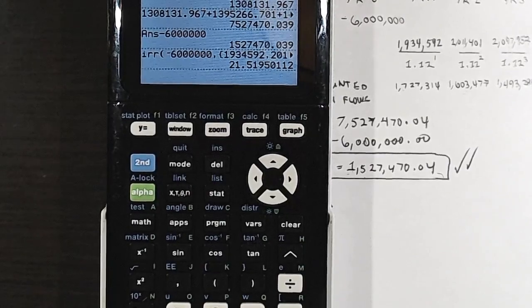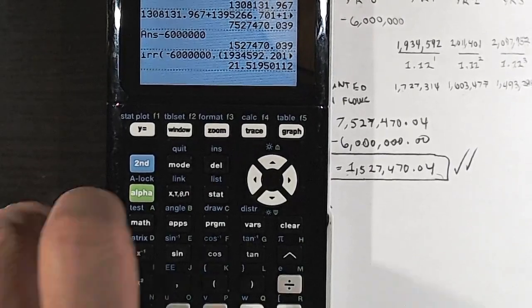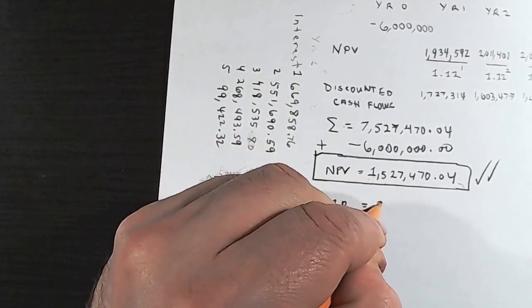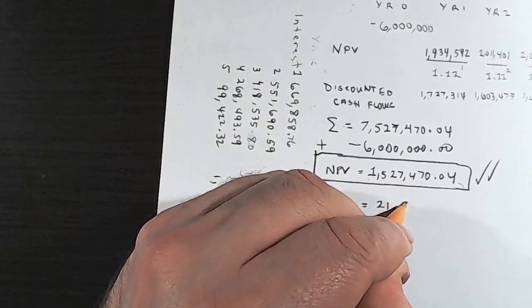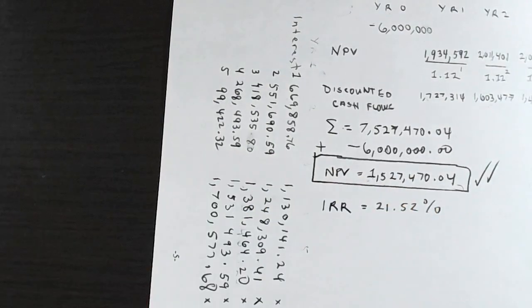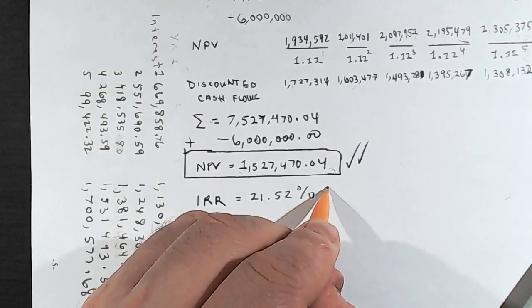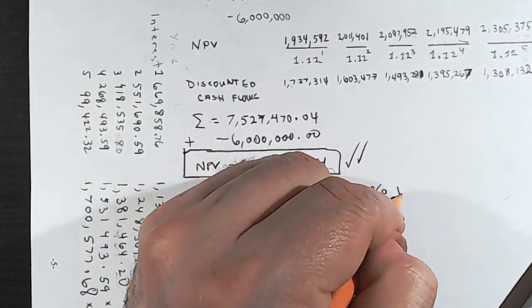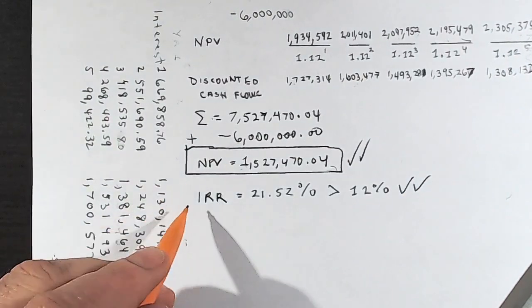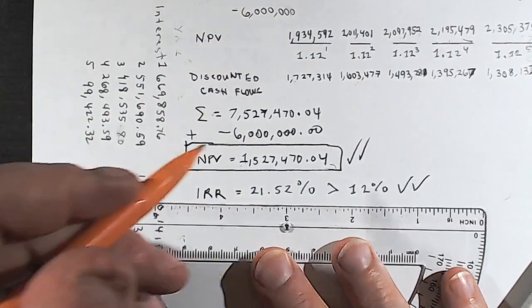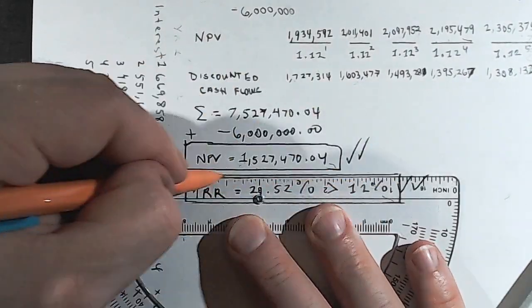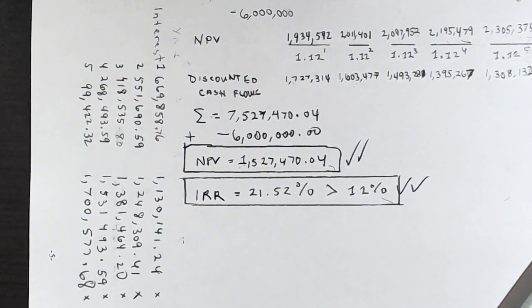Yeah, 21.52%. Okay. So IRR equals 21.52%. Now, this is greater than 12%, which is our weighted average cost of capital. Therefore, we should do the project. So by two different valuation methods, we discover that we should invest in this equipment so we can make more.